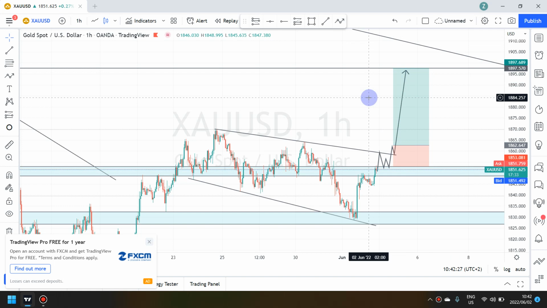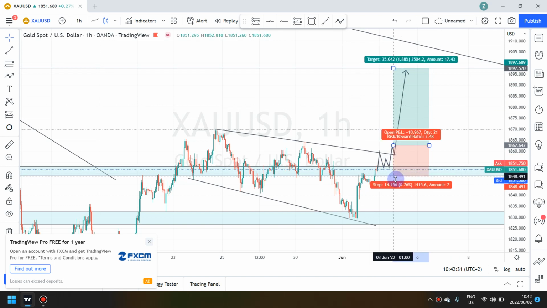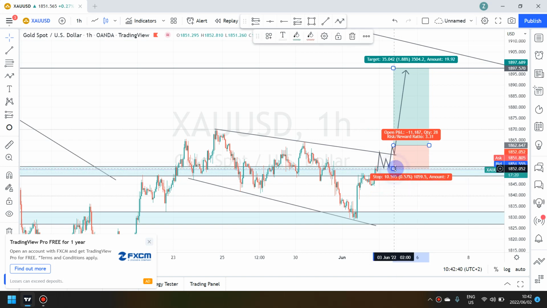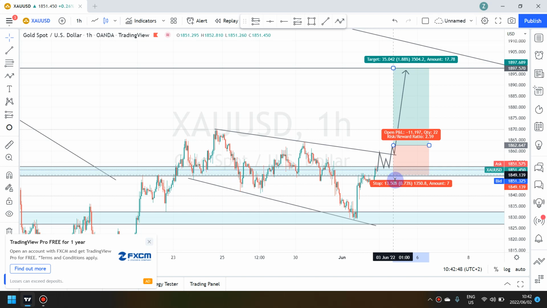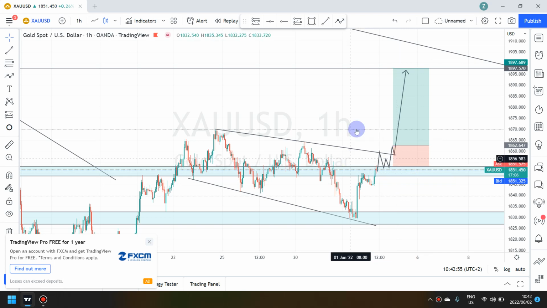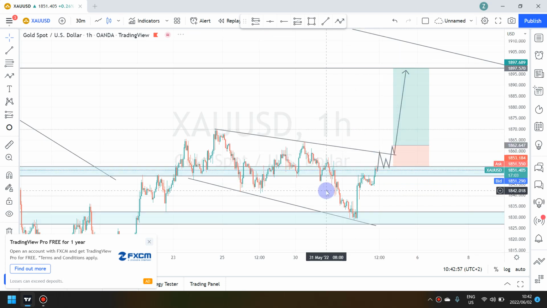Then your stop loss can either be just below this resistance zone, or it can be just at the touch of this zone here, either here or below the zone, right? And that's how you cater for buying opportunities on the gold pair.